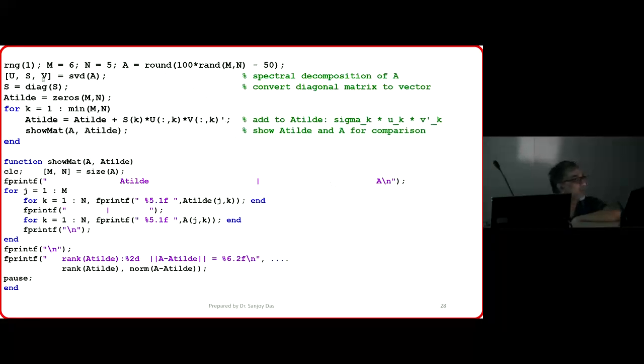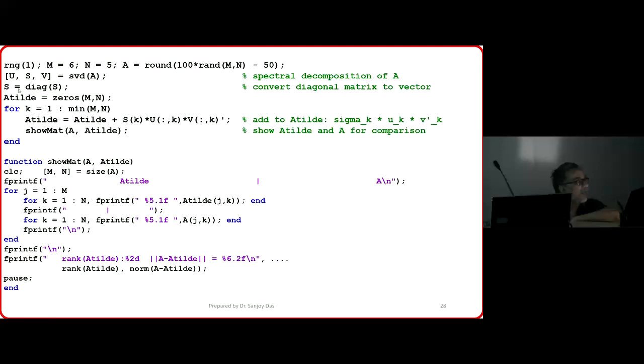Okay, this one is important. This is the main code. This is a subroutine, show the matrices. So what I'm doing is generating an m by n matrix, A, and then finding out the singular value decomposition of A. This S is that diagonal matrix, and B, by default, it will give you the full SVD.